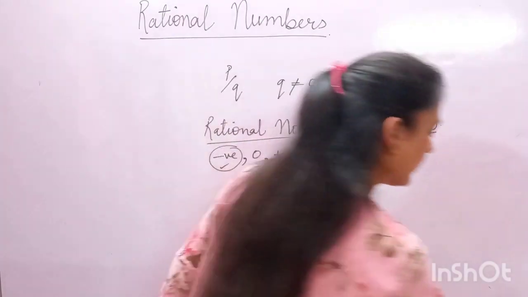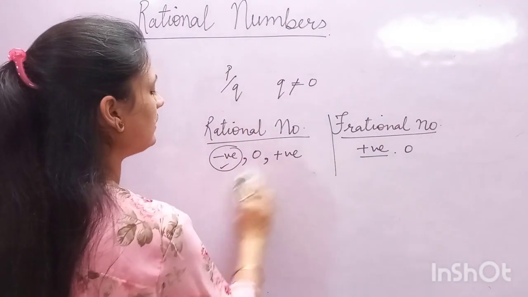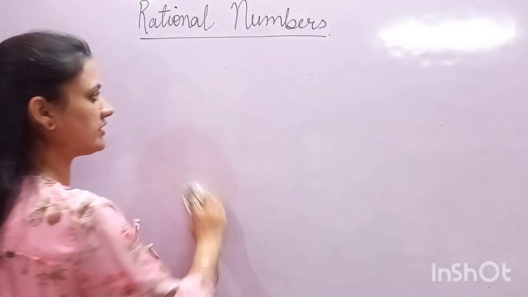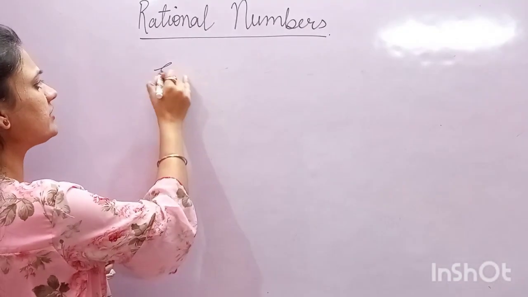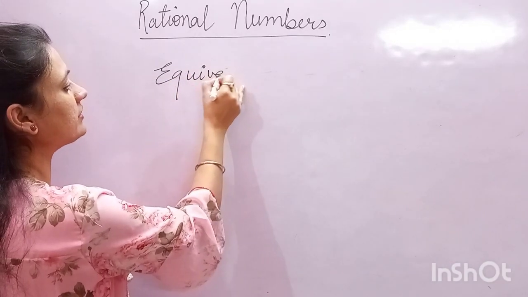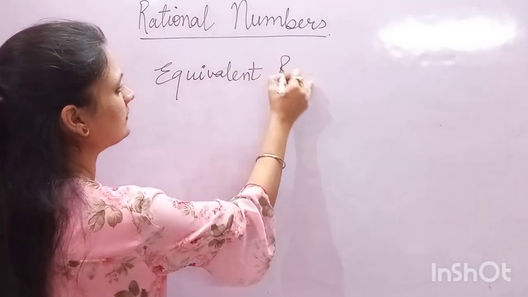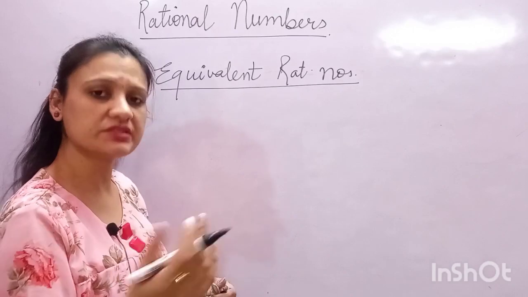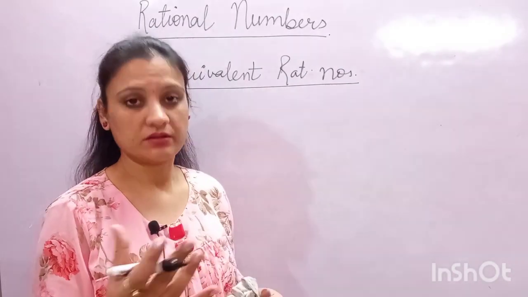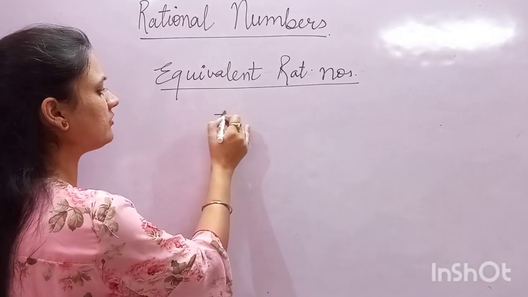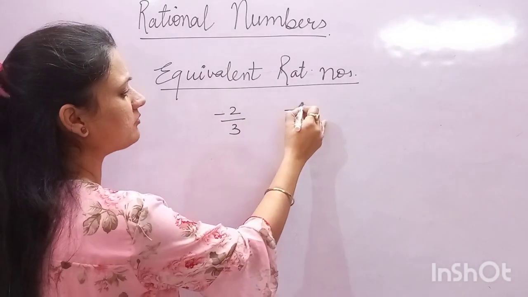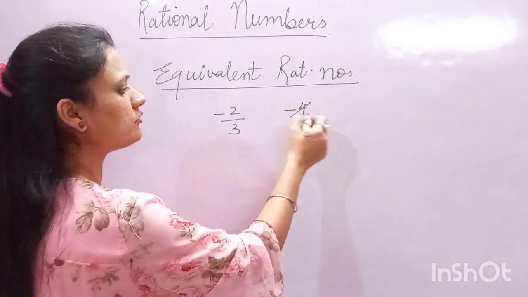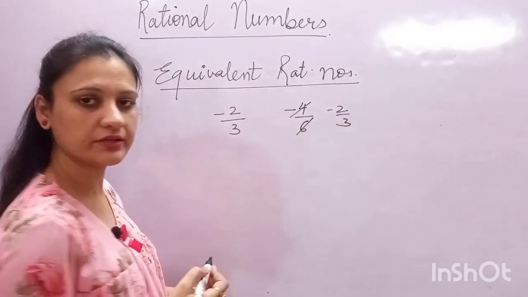Very good. So let's move ahead with another concept of the rational number. The first topic is equivalent rational numbers, right? What are equivalent rational numbers? How to find out the equivalent rational numbers? Equivalent rational numbers are the numbers whose value is the same. No doubt their numerator and denominator must be different. For example, if I write down minus 2 by 3 and minus 4 by 6, yes, they are equivalent. Why are they equivalent? If you reduce it, again you'll get minus 2 by 3, right?